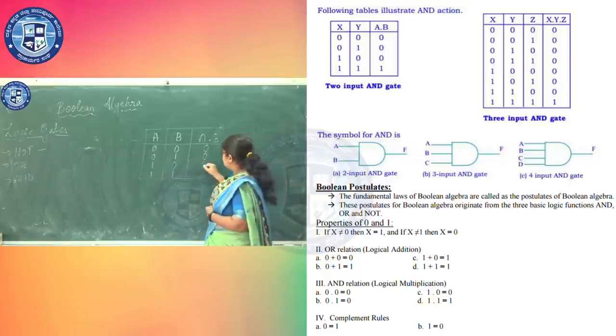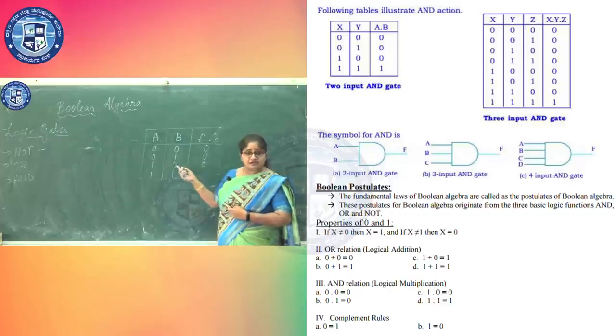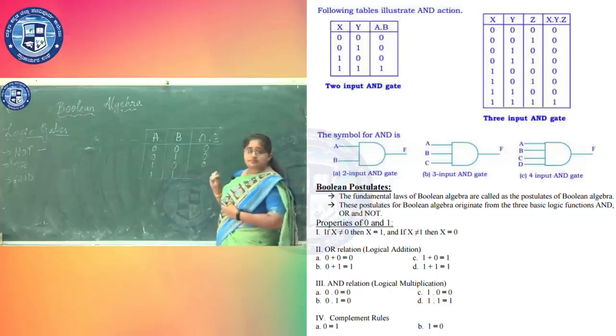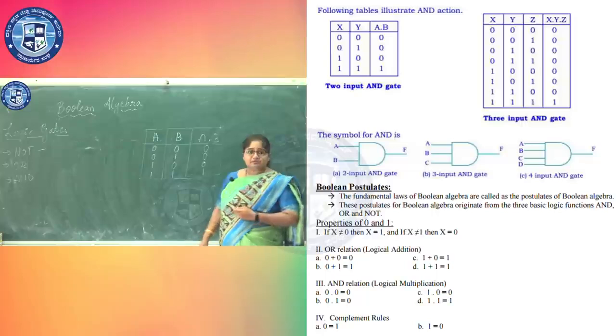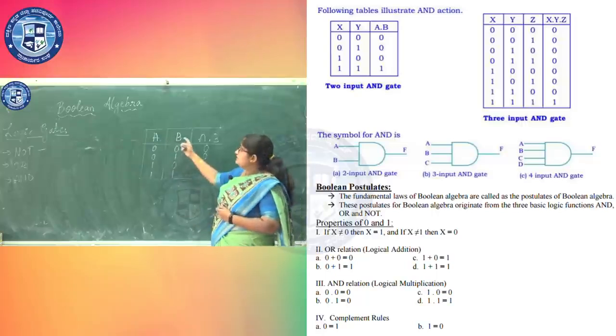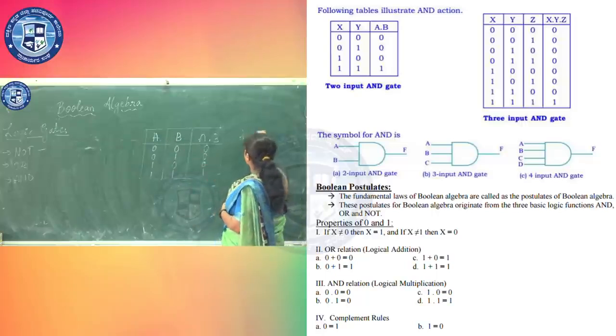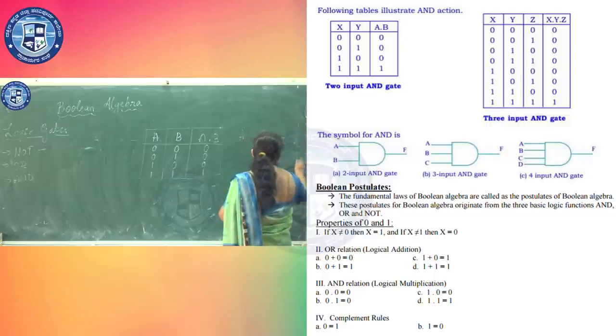1 and 0, still we don't have both the values there, so the value will be 0. 1 and 1, we have both the values, so the resultant will be 1. So this is with 2 variables. We can also have 3 variables.